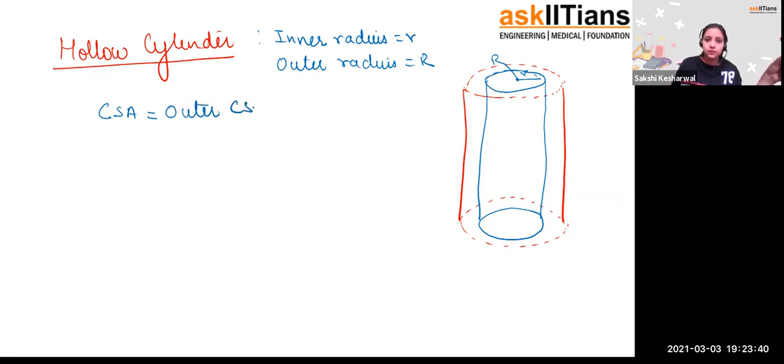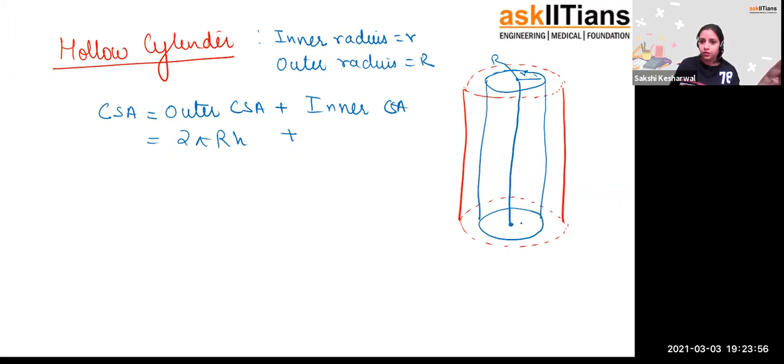Outer CSA plus inner CSA, yes or no? This is like inner CSA, right? So outer CSA is equal to 2 pi capital R H, plus the height remains the same. This is your height, this is your radius r, and this one is your height. So it will be 2 pi small r h. If you take the common, it will be 2 pi h common, R plus r, right?